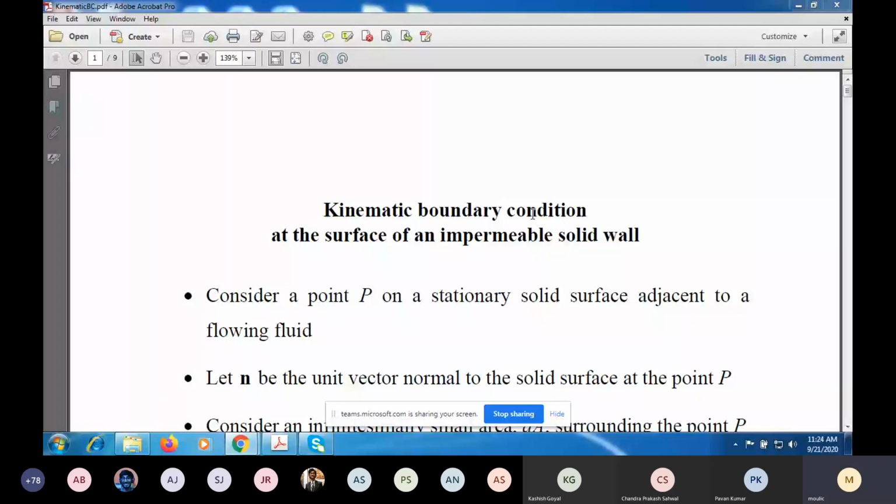Now we have to make use of this concept of what is called the kinematic boundary condition at the surface of an impermeable solid wall. So this will help us find the direction of the velocity of an inviscid fluid flowing over a solid wall. And this we need for making all the predictions, whether it's for the turbine or for a centrifugal pump.